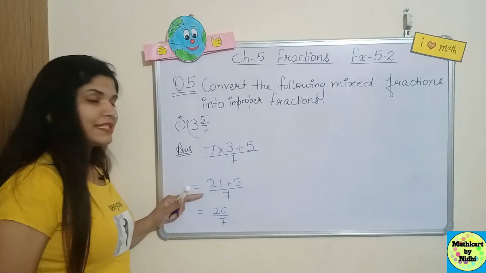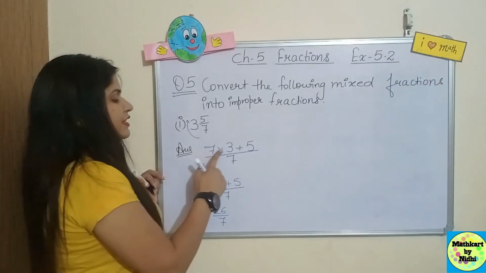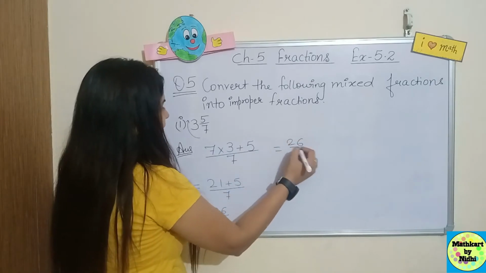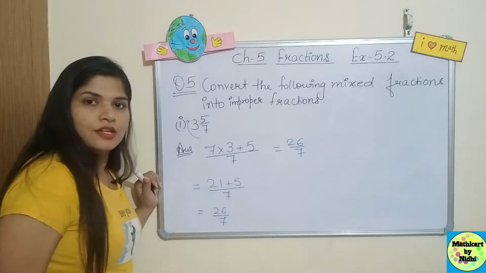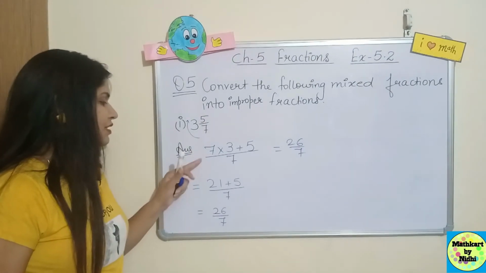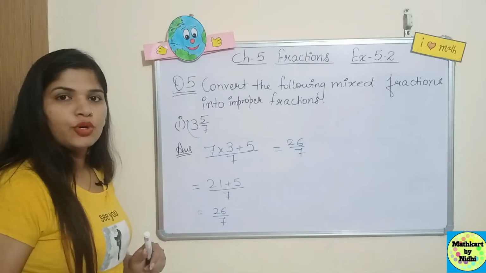Students, you can skip this step as well. You can directly do 7 3s are 21 plus 5 is 26, and directly write 26 upon 7. It is as per your choice. You can include this step, or you can skip it and go directly to the answer. I hope it is clear. Let us see more questions of this part.